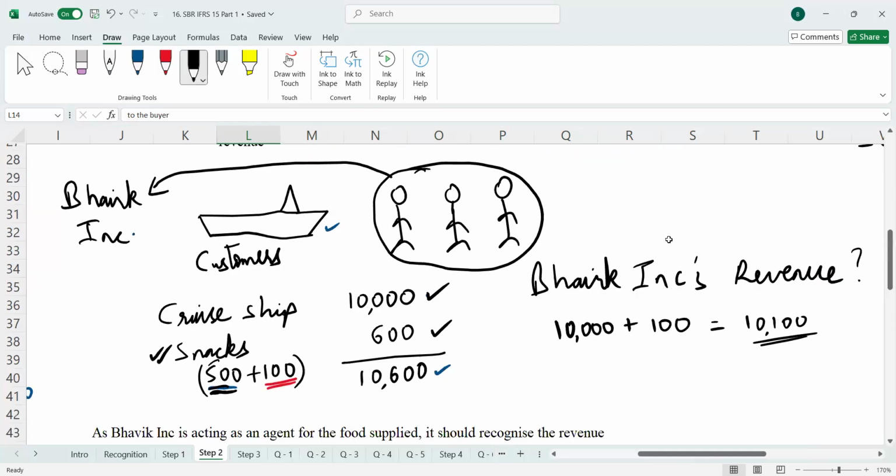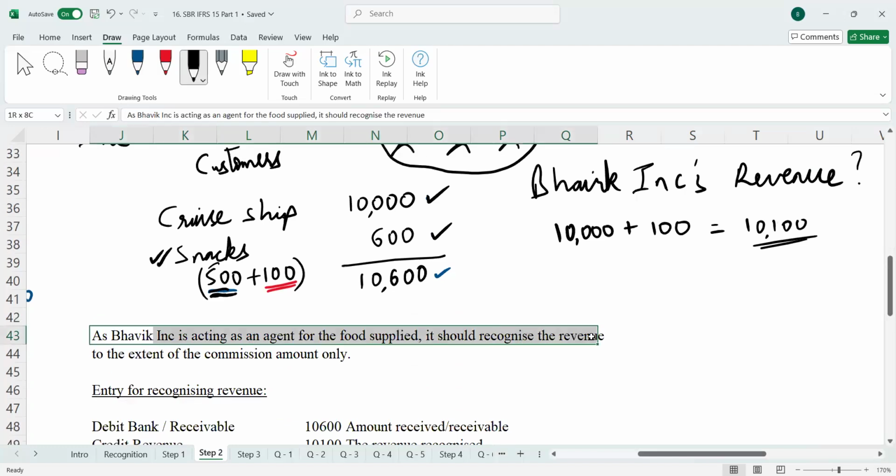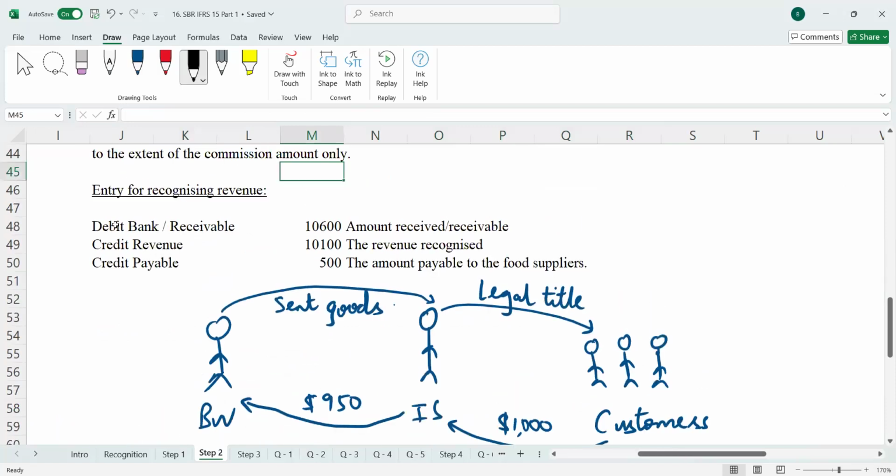Any doubts or questions? So as Bhavik INC is acting as an agent for the food supplied, it should recognize revenue to the extent of the commission amount only. Okay, so what journal entry do I recognize in such a case? Debit bank or debit receivable 10,600, the amount received or receivable. Credit revenue 10,100, the revenue recognized. And whatever is the amount that is payable to the food suppliers, I will credit payable. Okay, this is the entry that I will recognize. Let me know if you have any questions. Any doubts or questions?